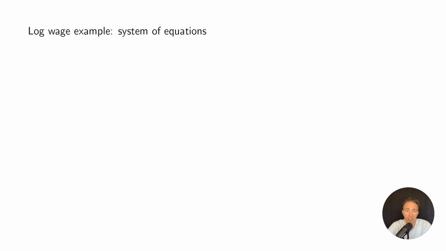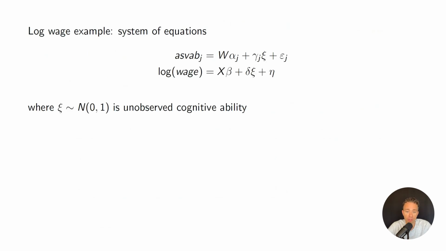So let's go through this system of equations a little bit more. Let's pretend that these measurements of ability are ASVAB scores. It's something that the U.S. Armed Services military uses to assess the skills of its soldiers. So this is called the Armed Services Vocational Aptitude Battery. It's what ASVAB stands for.